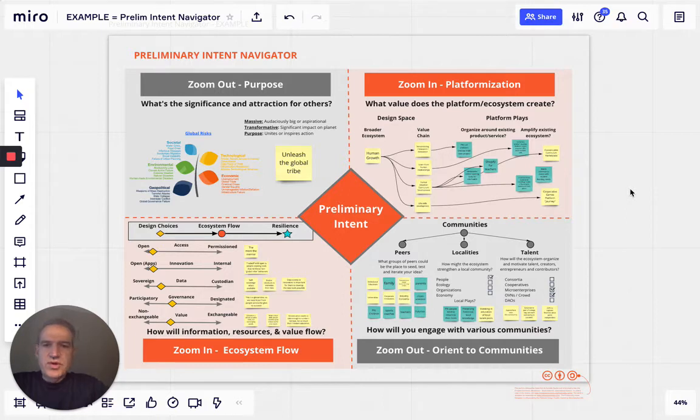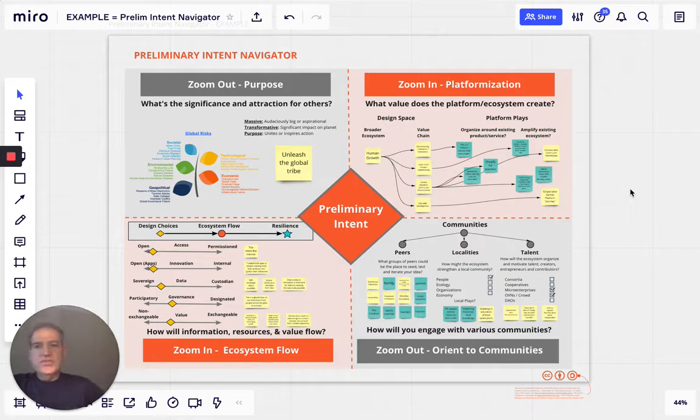You see an example here that's been actually filled out, and I'll take you through briefly each of these quadrants, which represent four areas that impact the ability to identify an ecosystem and platform opportunity, get it off the ground, and also the ability to sustain it over time.